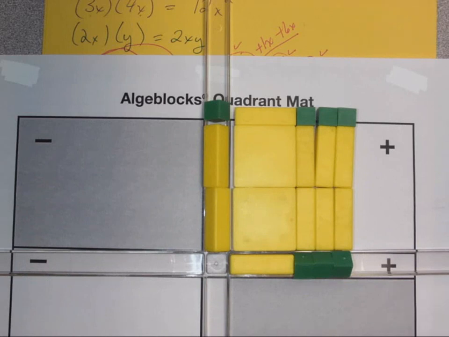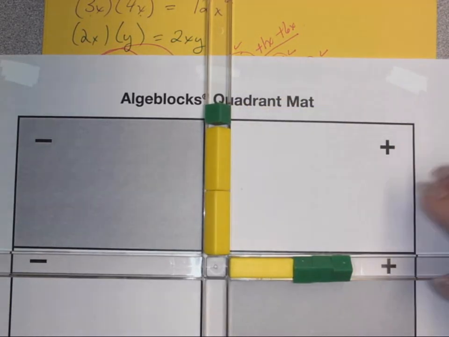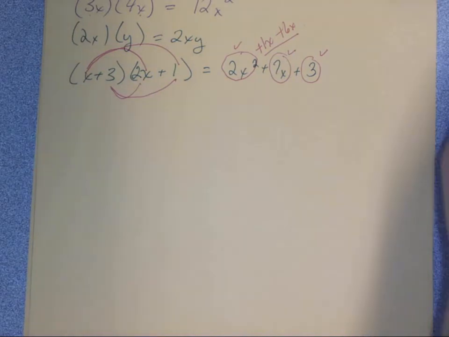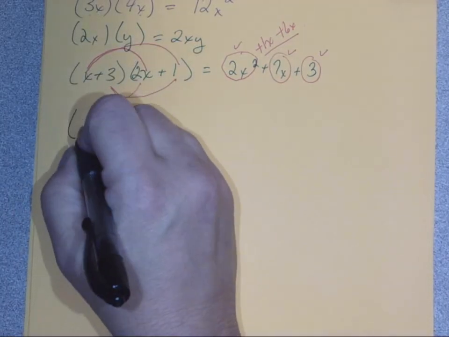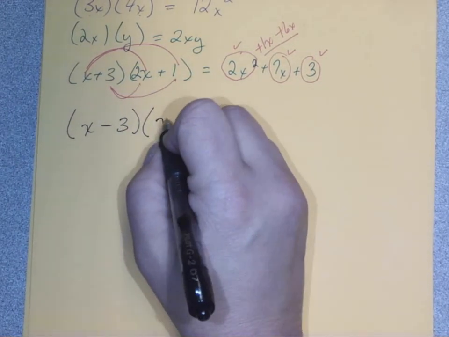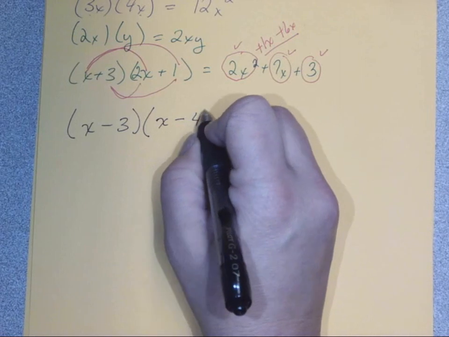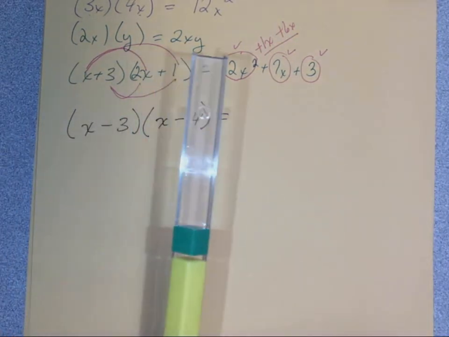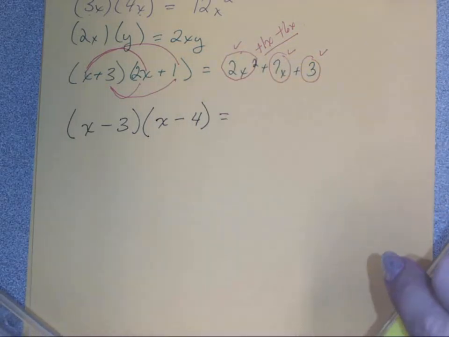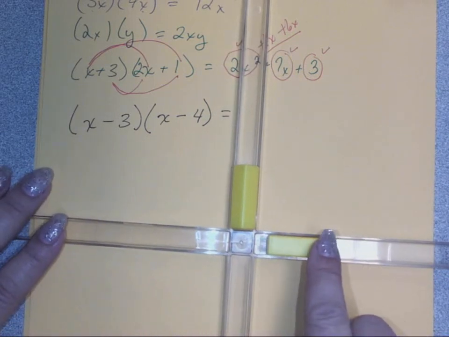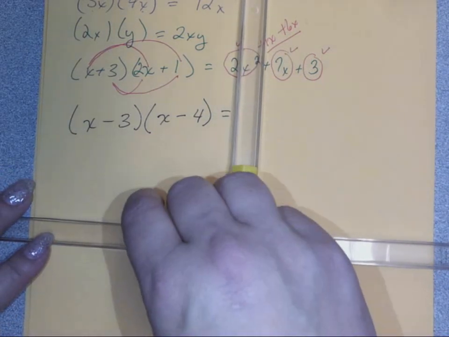Okay. So real quickly, I'll do a fairly easy one here, just in the name of time. What if I had asked you to do x minus 3 times x minus 4? How in the world am I going to even demonstrate that? On one of my axes, I need x minus 3. Okay. Well, here's x, but I need a minus 3.